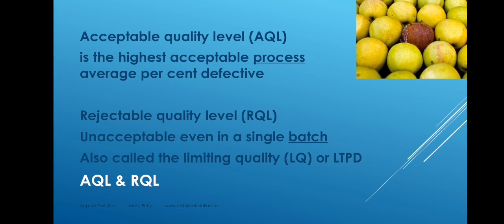So notice now that the AQL, the acceptable quality level, refers to the level that is acceptable in the process, whereas the LTPD refers to the level which is not acceptable even in a single batch.